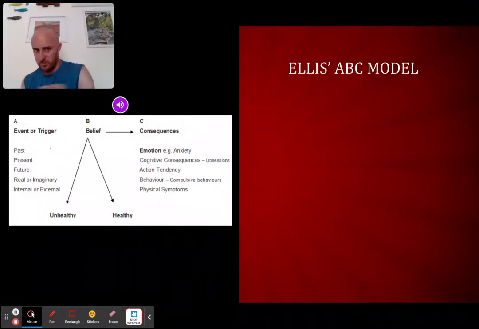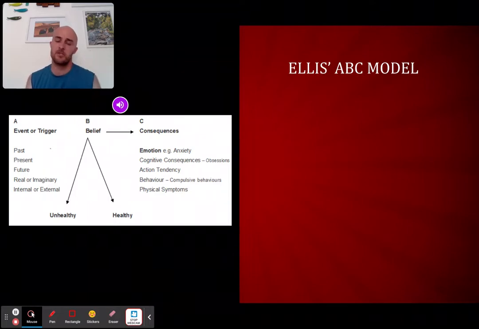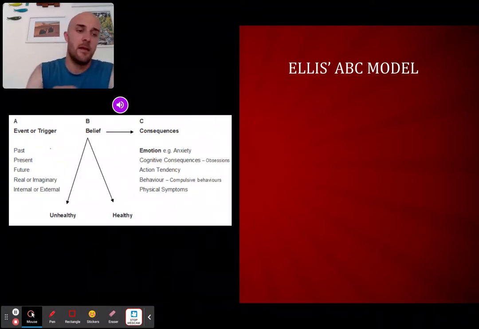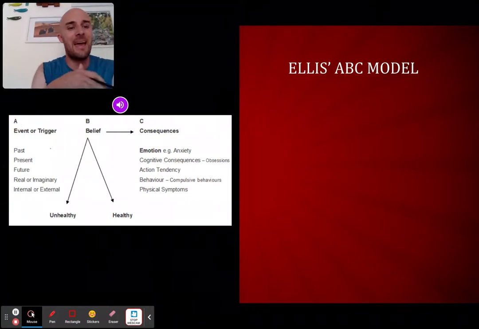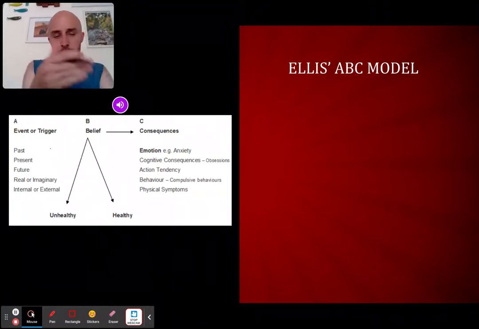The other theory I wanted to go through was not Beck, but Ellis's ABC model. The ABC model is the idea that it isn't what happens to you that has an impact on your mental well-being. It's your belief about that event. If we have a look here, you've got your A. A is the activating event. That's where the A comes from.